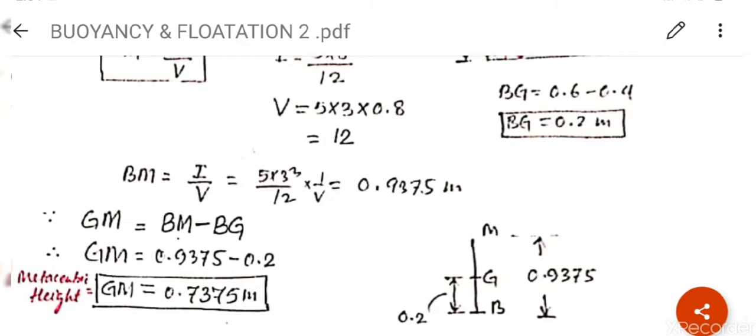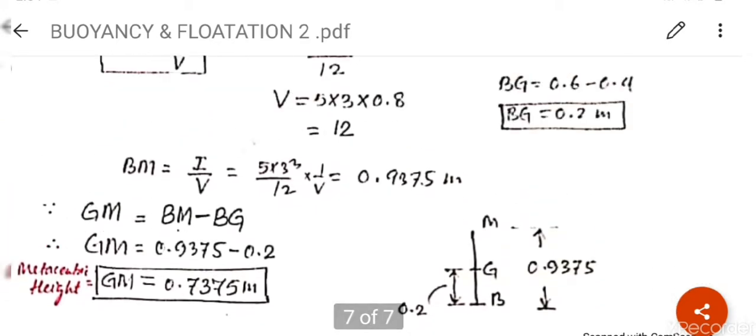So we know that GM is equal to BM minus BG. I have already shown in the line diagram in which stability is decreasing. So total is BM from bottom to top and G is the midpoint. So we can find BM minus BG as the value of GM. So putting the value here, GM is 0.9375 minus 0.2. So the metacentric height for this problem is GM equal to 0.7375 meter. See the line diagram.